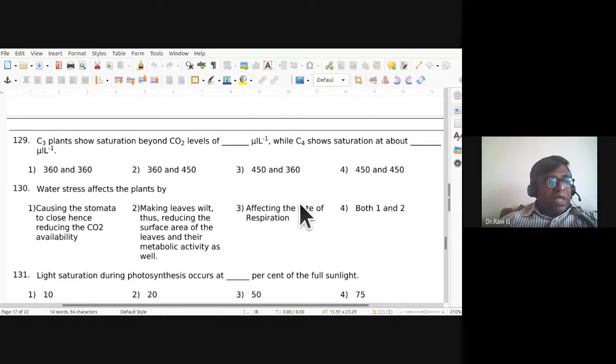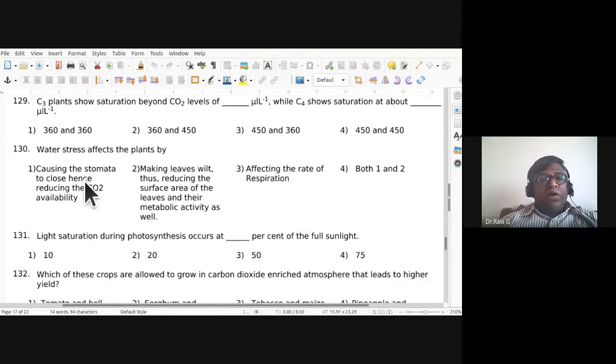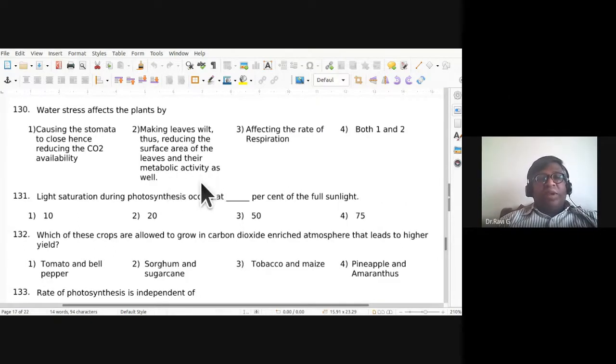Okay, 130. Water stress affects the plants by causing the stomata to close, hence reducing the carbon dioxide availability, making leaves wilt, thus reducing the surface area of the leaves and their metabolic activity as well, affecting the rate of respiration, or is it both 1 and 2? Water stress affects the plants by causing closure of stomata and making the leaves wilt. So both of these are correct, both 1 and 2. That is how water stress affects the plant.